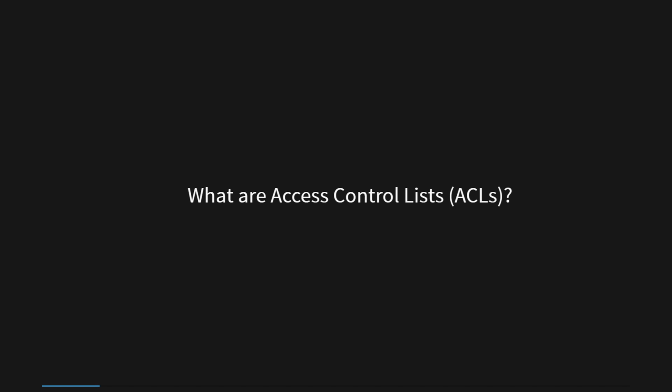Access control lists are a set of rules that dictate the traffic flow in a network. They can be used to control both inbound and outbound traffic on router interfaces. ACLs are based on packet attributes such as source and destination IP addresses, protocols, and port numbers.